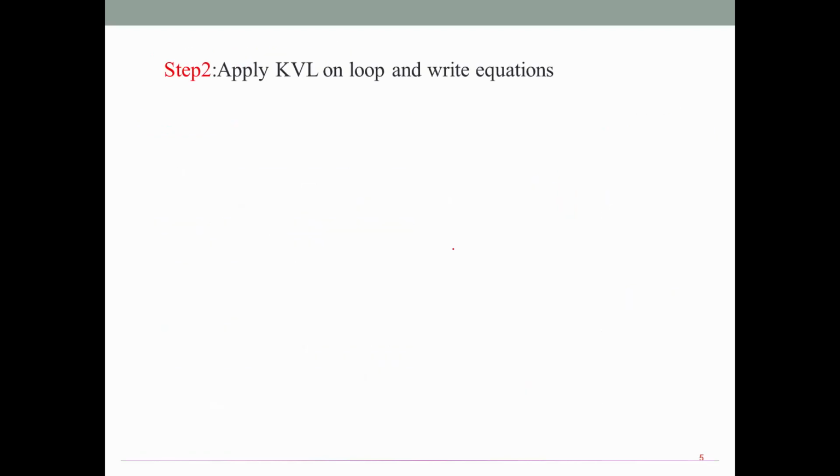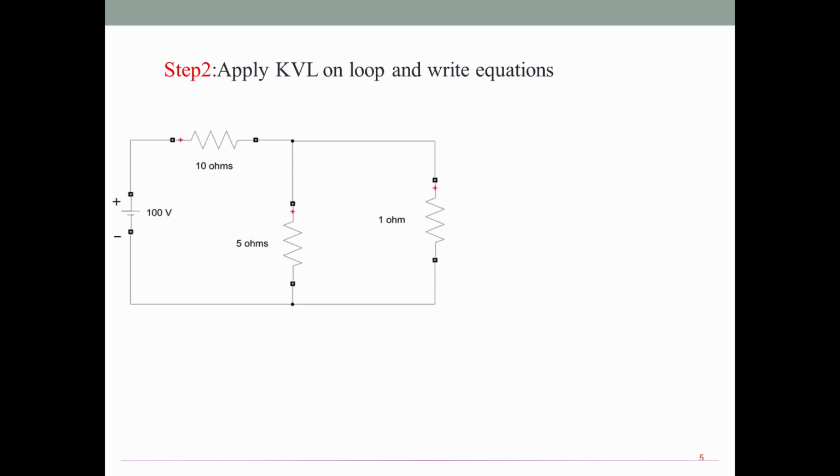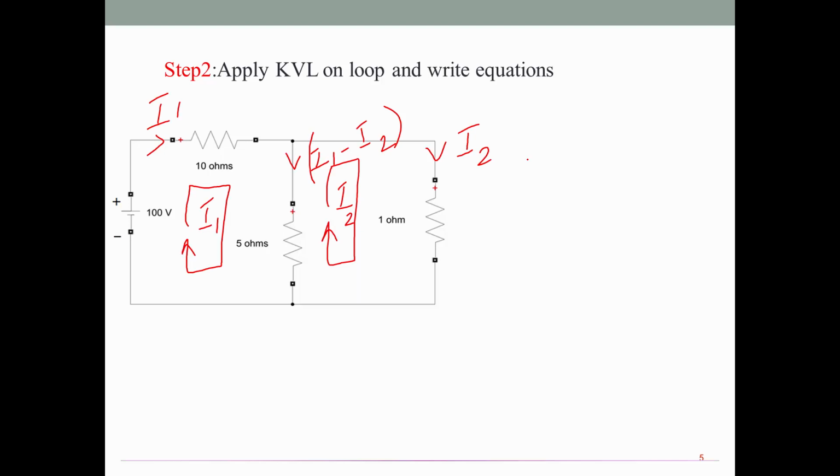Then let me move on to step number 2. Let's apply KVL on loop number 1 as well as 2 and write down the equations. Let me take down the original circuit. Now apply KVL on loop number 1. This is loop number 1. Now you take any one of the points and complete the loop at the same point. I start from this place.